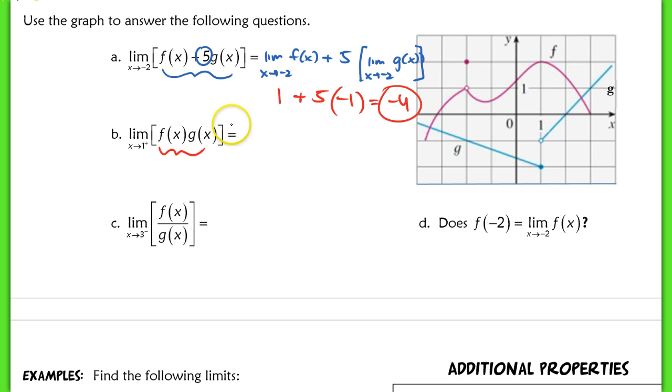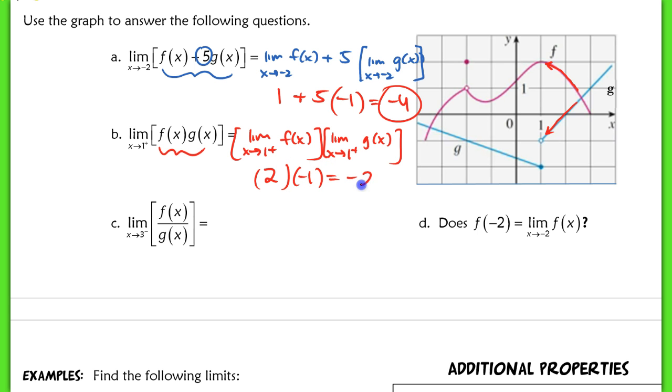In B, we're finding the limit of a product. So if we want to rewrite this using our rules, we can write that as a product of limits. So let's find the limit as x approaches 1 from the right of f of x, and then we'll multiply that by the limit as x approaches 1 from the right of g of x. Okay, so this is a product of limits. Let's evaluate. The limit as x approaches 1 from the right of f of x looks to be 2, and the limit as x approaches 1 from the right of g of x looks to be negative 1. So we multiply here, and the limit of that product is negative 2. I'd like you to try C on your own and check that one with the key.